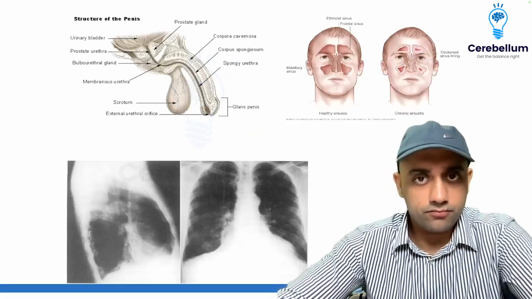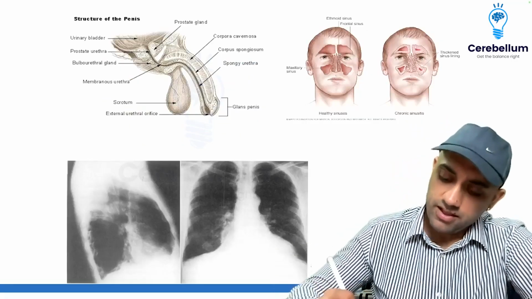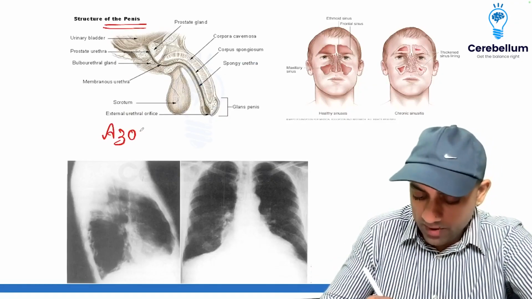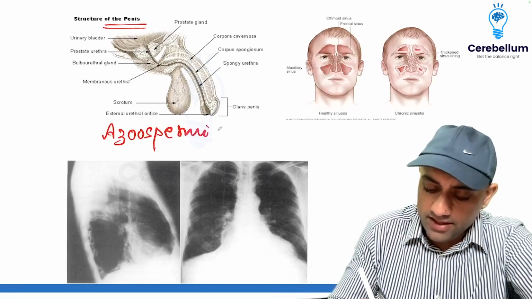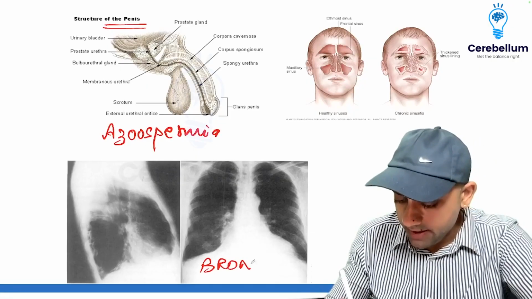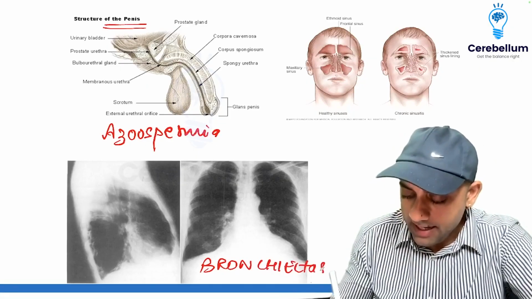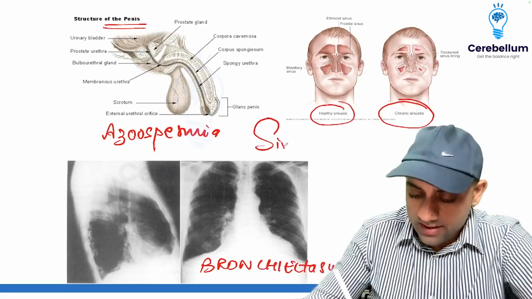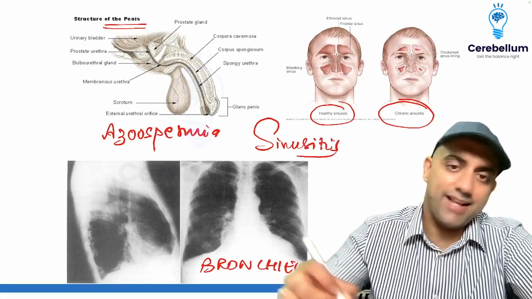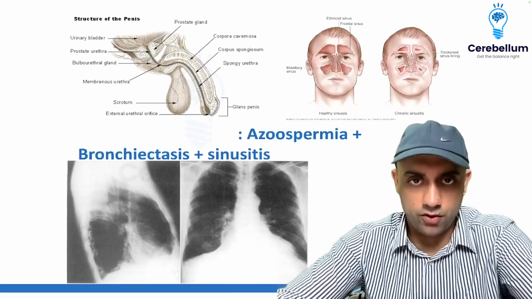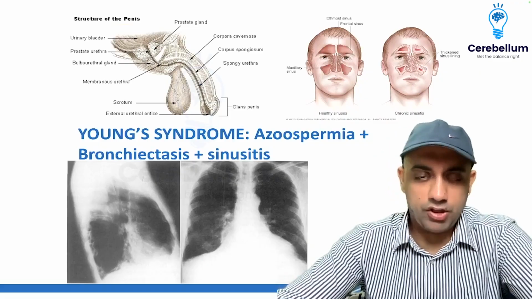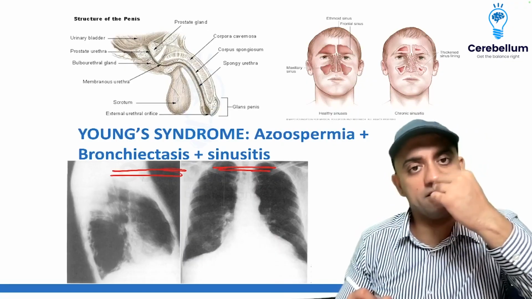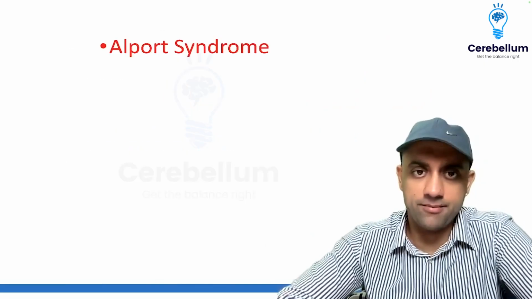Remember that. Okay, if I show you this picture, the patient is having azoospermia. I have shown you a chest X-ray where the patient has bronchiectasis. So what is the triad of bronchiectasis, azoospermia and sinus? I'm showing you a healthy sinus and chronic sinusitis. What is the triad of chronic sinusitis, bronchiectasis, and azoospermia? I think you know the answer. The answer is Young syndrome. So Young syndrome will have azoospermia, bronchiectasis, and chronic sinusitis. And chronic sinusitis, bronchiectasis, and situs inversus, then the answer is Kartagener syndrome. We have done that previously.